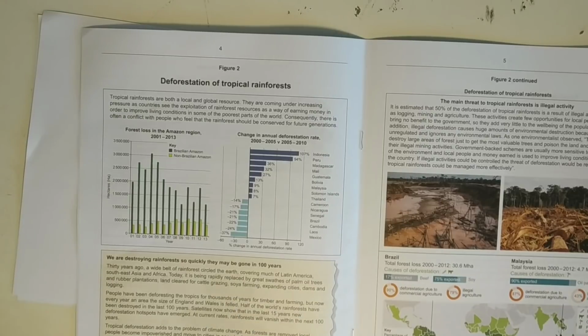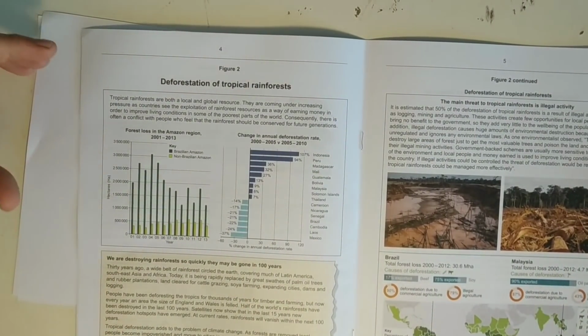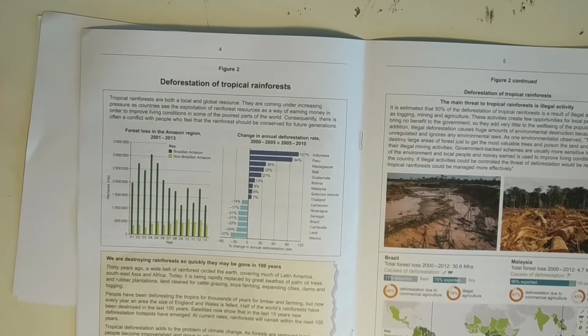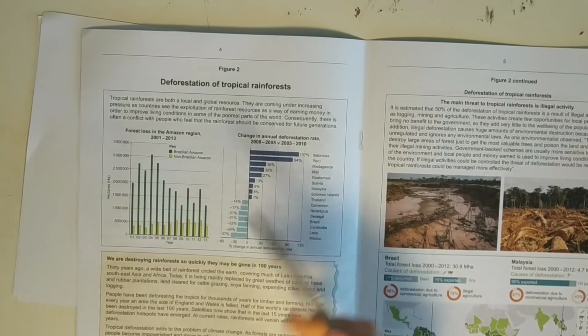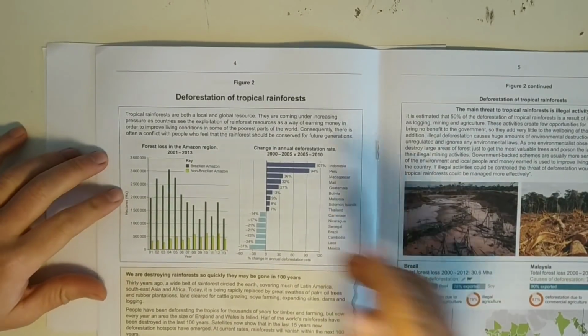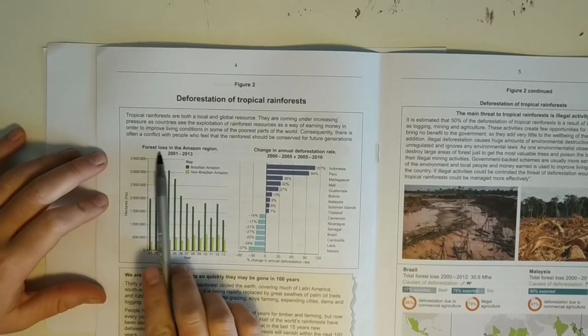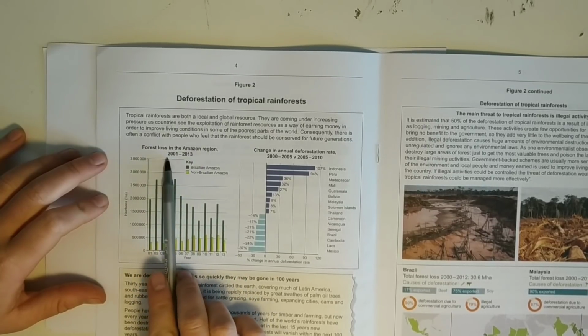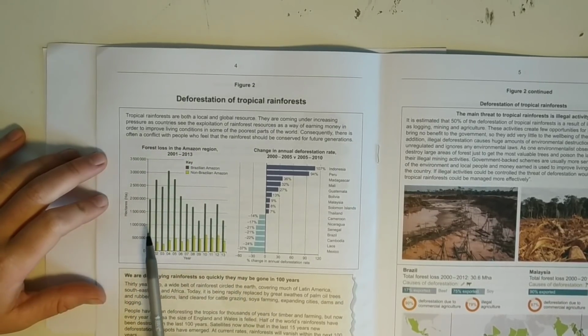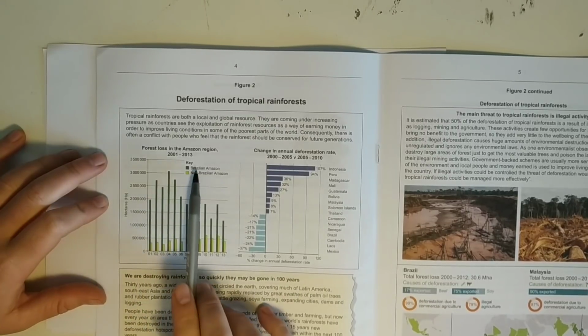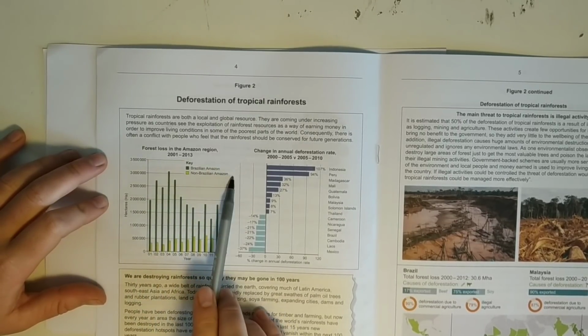We've got deforestation of tropical rainforests, and it's asking us first of all to take a bit more of a global view about deforestation and how much and where it's happening. First of all, it starts with this really interesting set of graphs. We look at forest loss in the Amazon rainforest from 2001 to 2013, and it asks us to look at Brazilian Amazon and non-Brazilian Amazon.